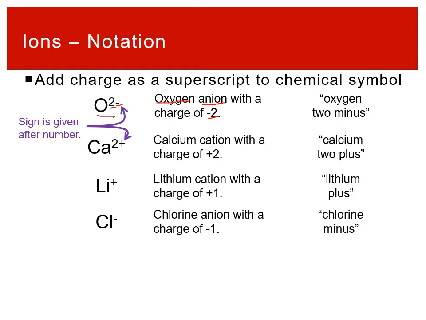It should be noted that when we're talking about charge, functionally, if you were to ask what is the charge on this, you would still say -2. But when you're writing out the ion, you put the negative sign afterwards, or the positive sign in the case of a cation. And so an oxygen anion with a charge of -2 would be O2-, calcium 2+.